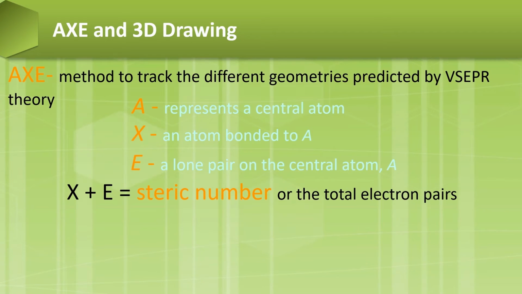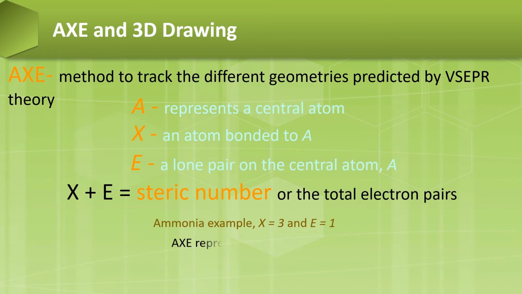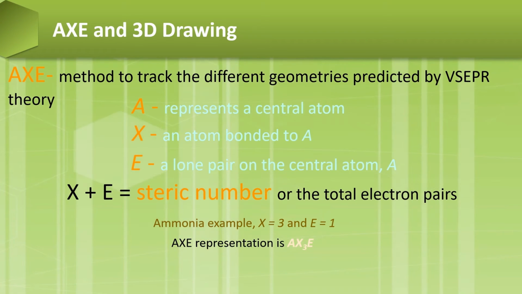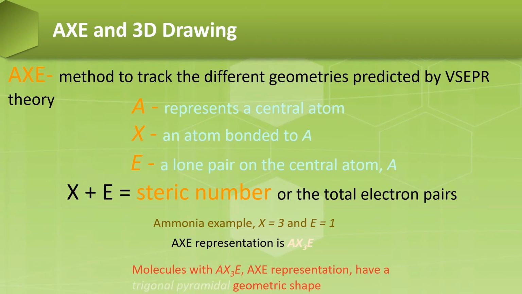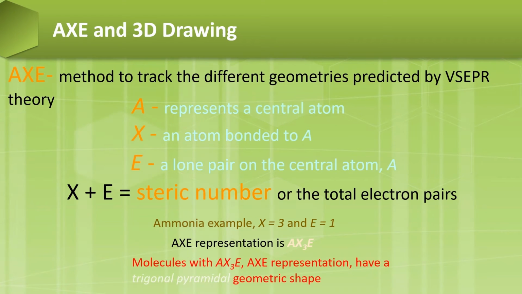The sum of the X plus E values, the bonding groups and lone pairs, is the total electron groups, called the steric number. For our ammonia example, X equals 3 and E equals 1, and the AXE representation for this molecule is AX3E, and we now know that ammonia has a trigonal pyramidal geometric shape. It should make sense to us then that any molecule having the AX3E representation will have a trigonal pyramidal shape, just like the classic example, ammonia.